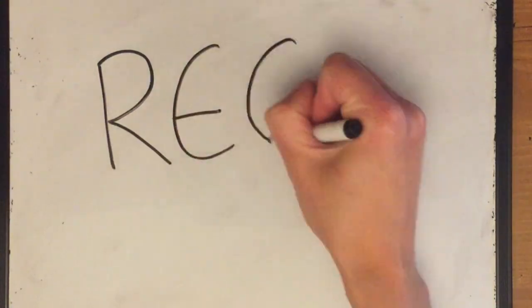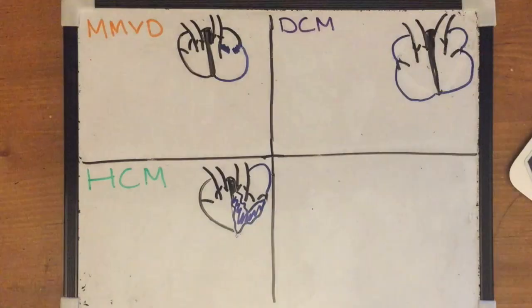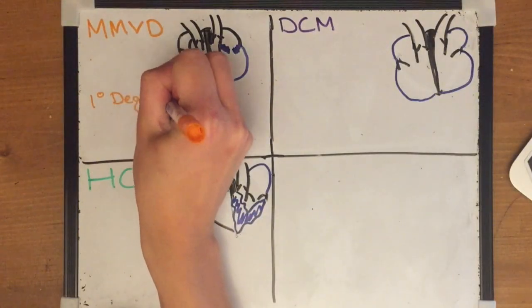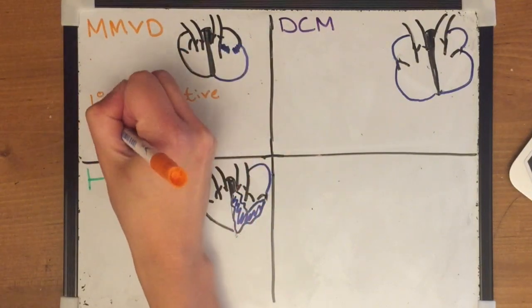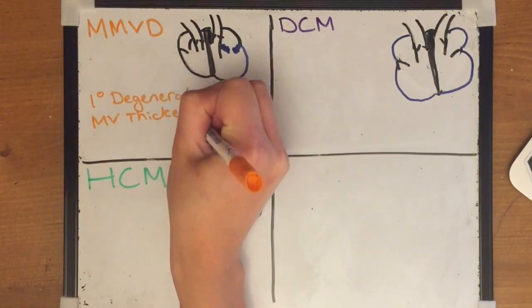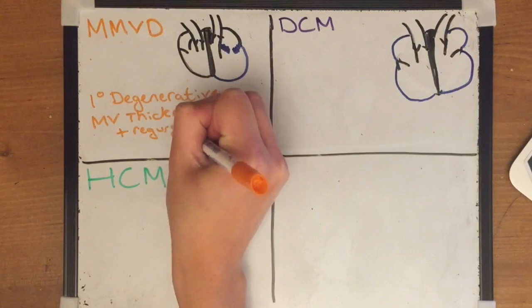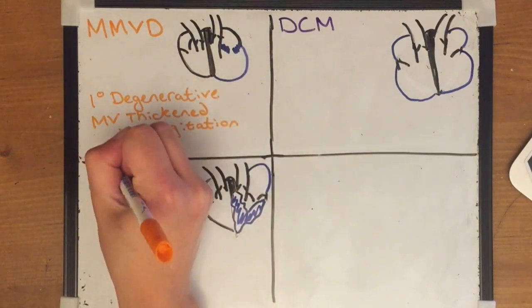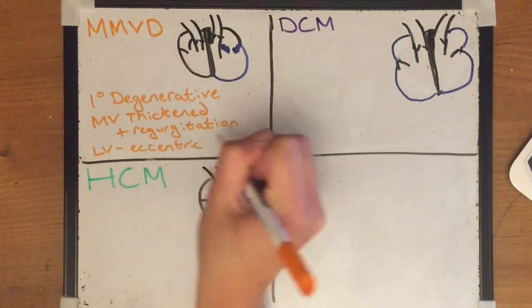So to recap, overall, myxomatous mitral valve disease is a primary degenerative disease characterized by mitral valve thickening, mitral valve regurgitation, and eccentric hypertrophy of the left ventricle.